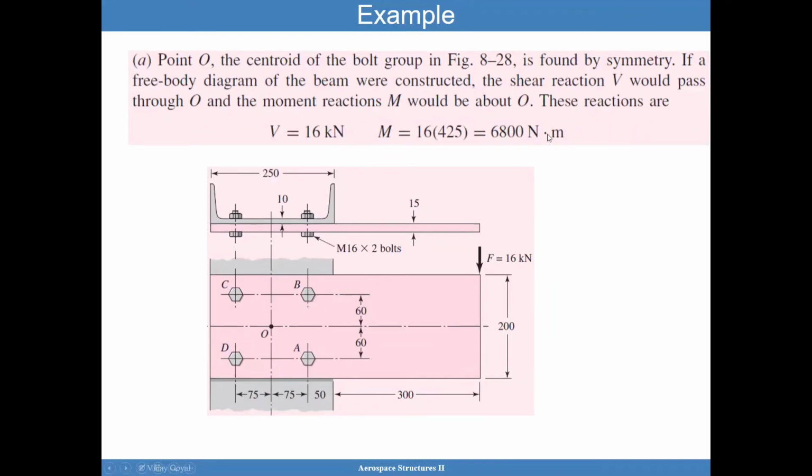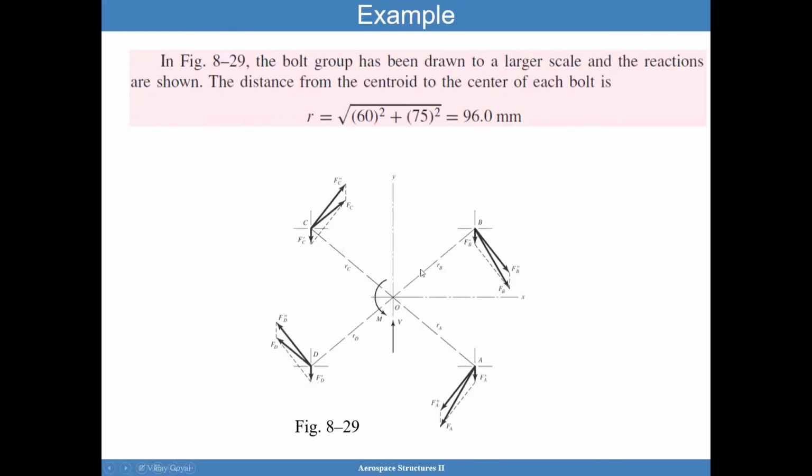Visually, the 16 kilonewtons is getting reacted by these forces here, 1, 2, 3, and 4, about the same magnitude, 4 kilonewtons. But you also have this moment. This moment is also causing a force in each of these bolts in this direction, perpendicular to the radial direction. As you can see here, this distance is 96. It can be calculated to be 96.